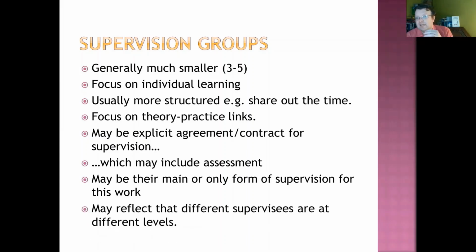And the group might need to reflect the different supervisees at different levels, and that can actually be a really helpful thing. But in terms of what's expected of people, people will be at different levels.